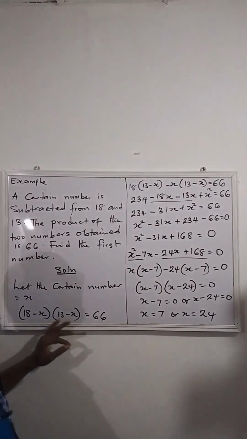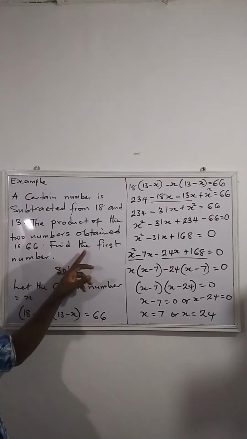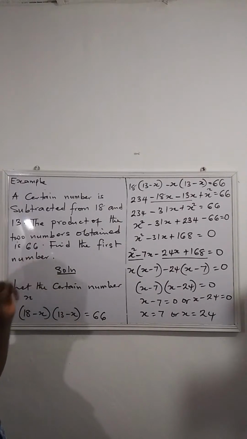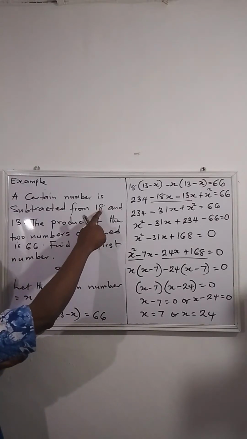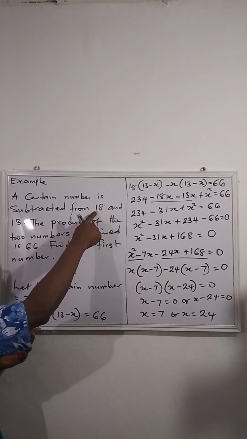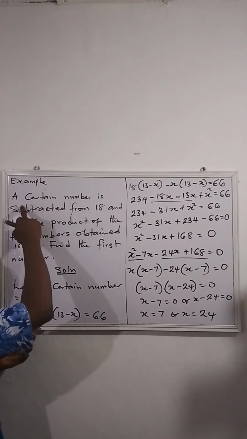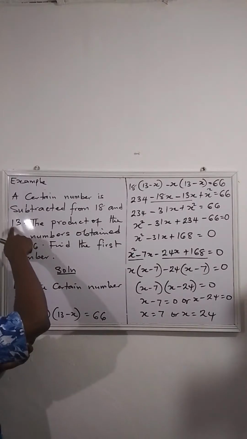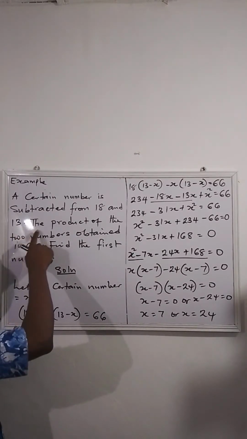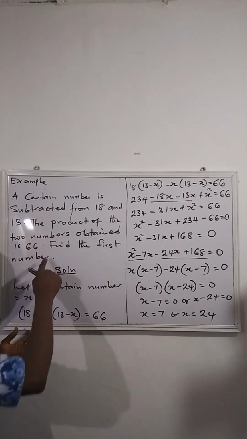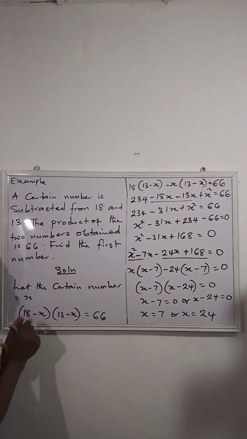Alright. Now the question asks you to find the first number. You have to find the first number. So what is going to be the first number? The first number is the number when you subtract x from 18. They say a certain number is subtracted from 18 and it's also subtracted from 13. Now the product of the two numbers obtained is this. So you have to find the first number. So the first number is 18 minus x.